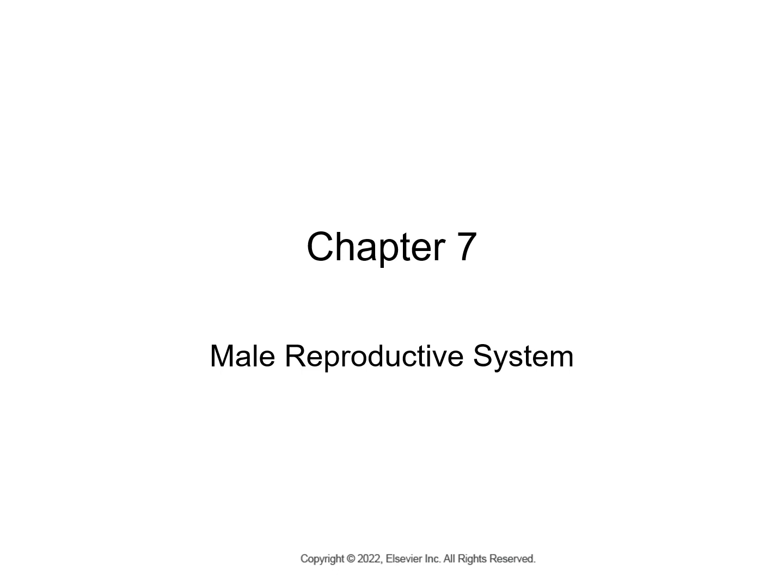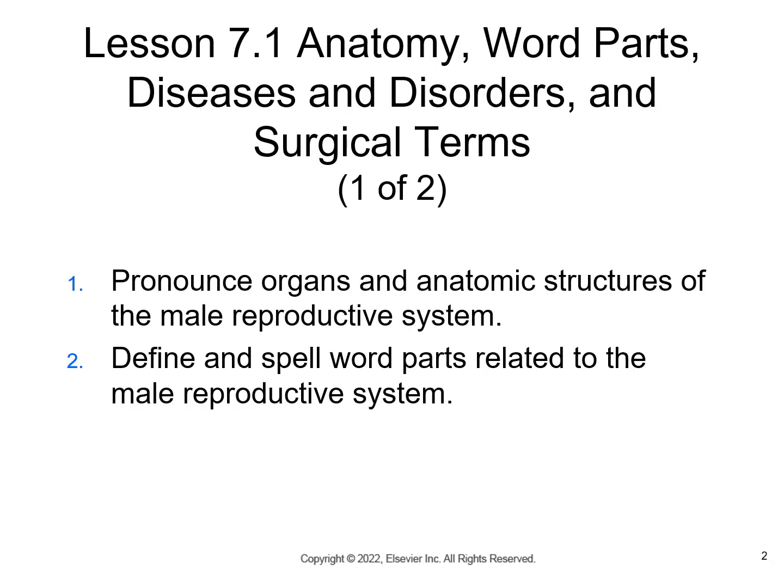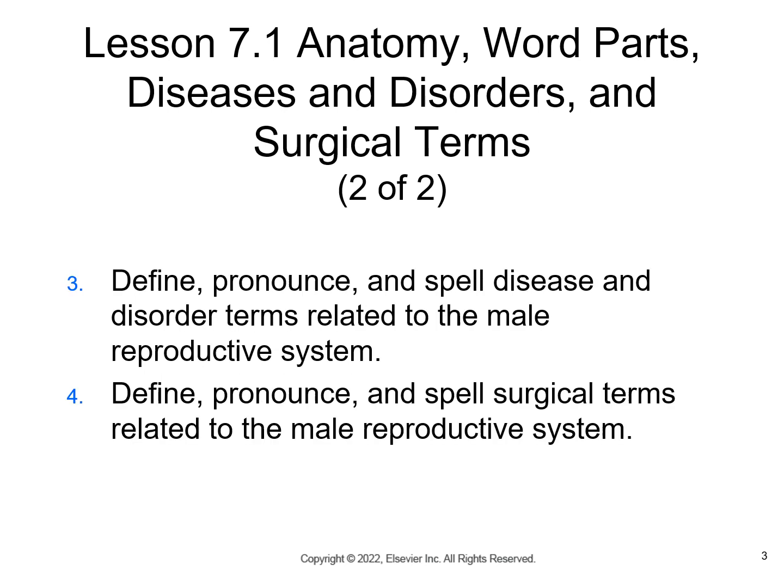Chapter 7, Male Reproductive System. In this chapter, we'll look at pronunciation of organs and anatomical structures terms and define and spell word parts as it relates to the male reproductive system. We're also going to look at terms based upon disease and disorder and on surgical terms that are used in the male reproductive system.